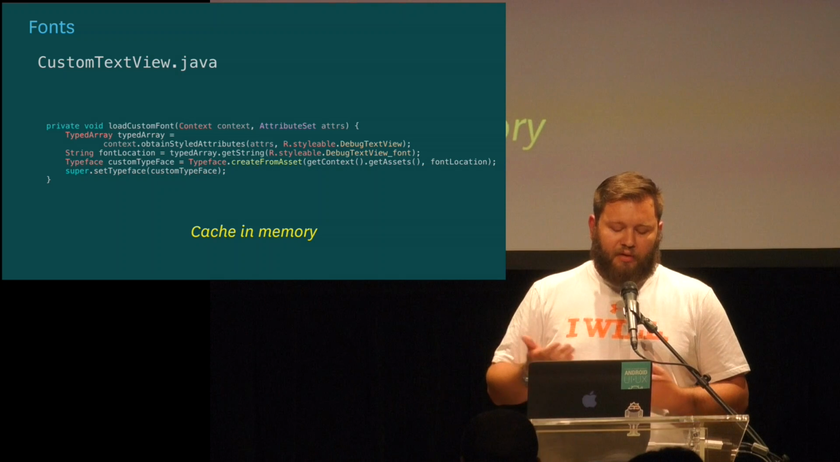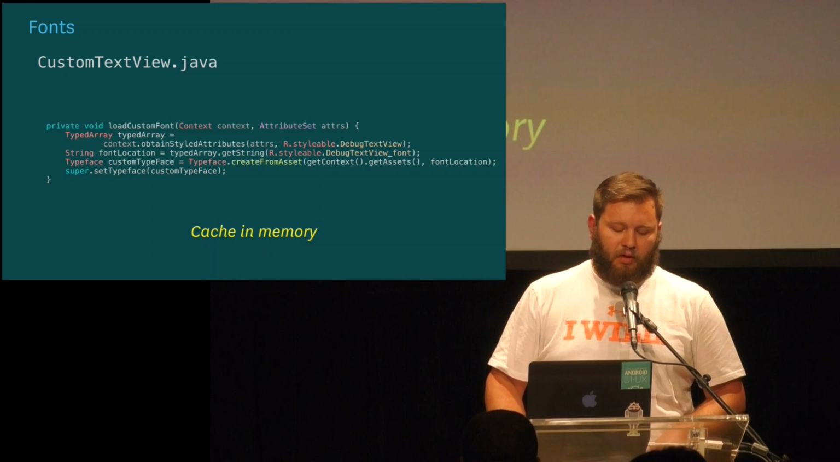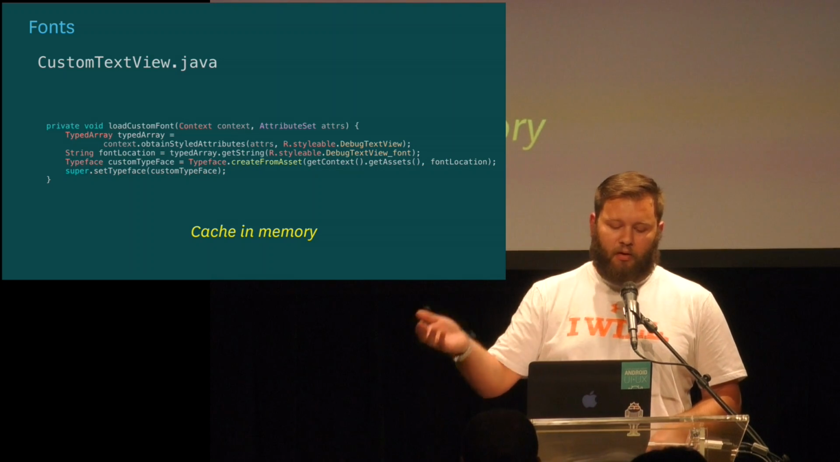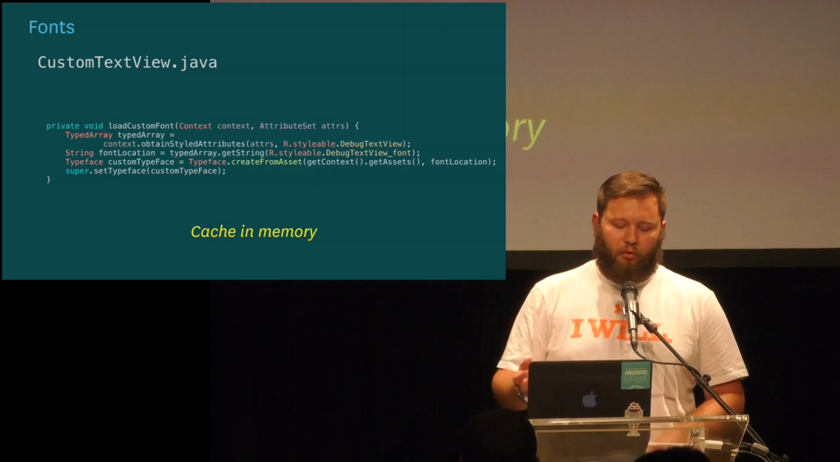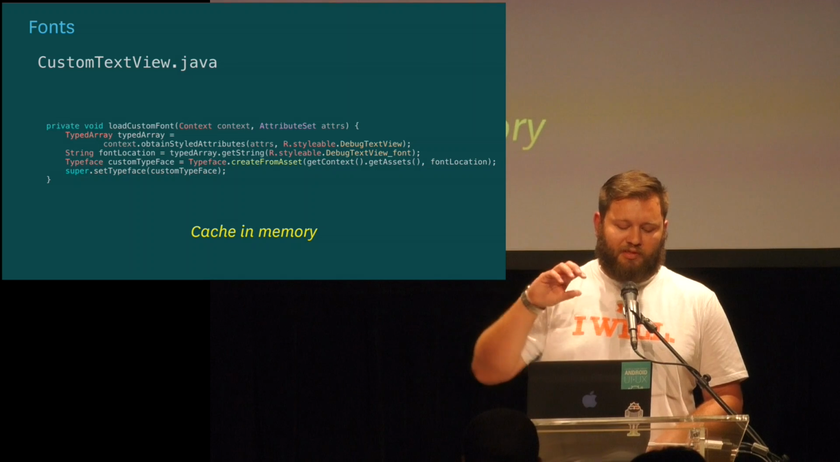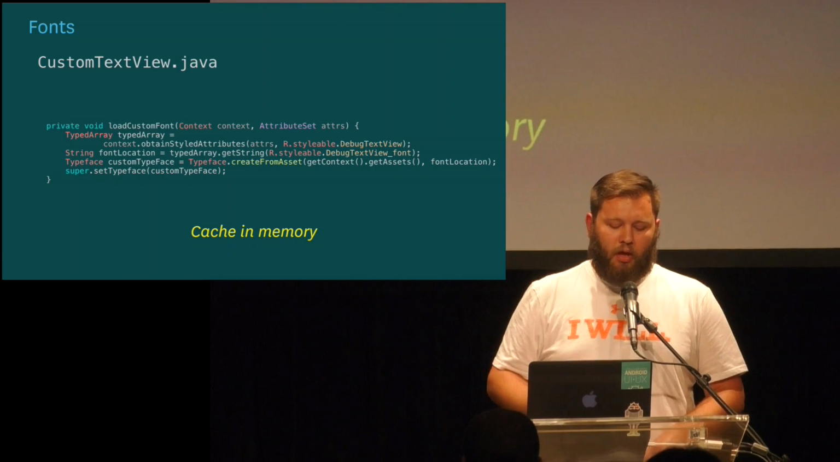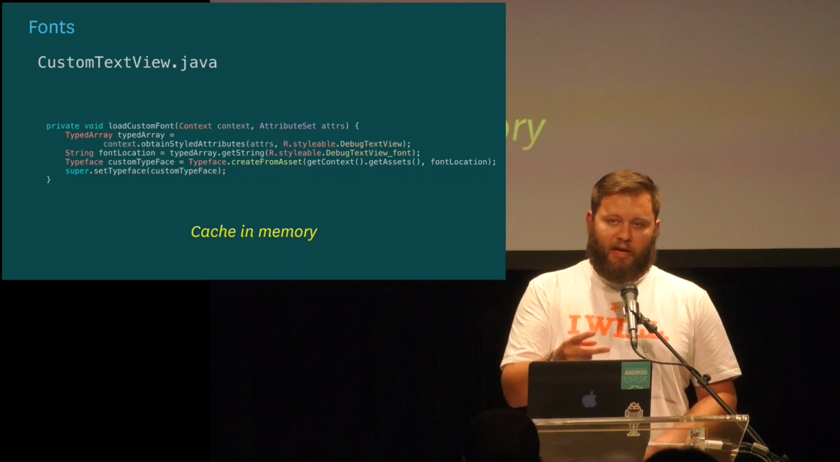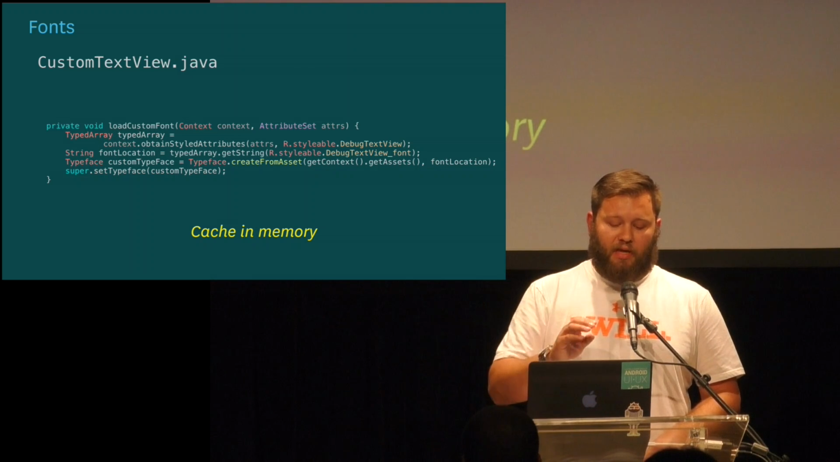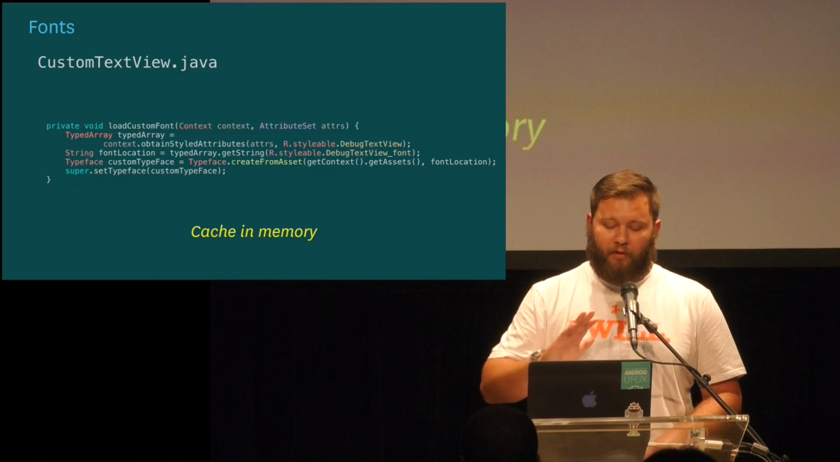Next, I would definitely heavily suggest abstracting away and extending the text view and pulling out this functionality to just load a custom font in general. And I'll say that this code snippet that I have here is not handling the caching at all, but I want to be very clear.